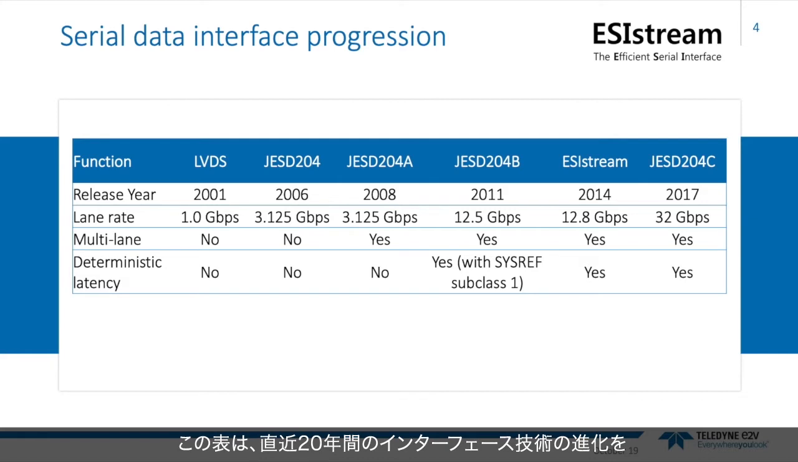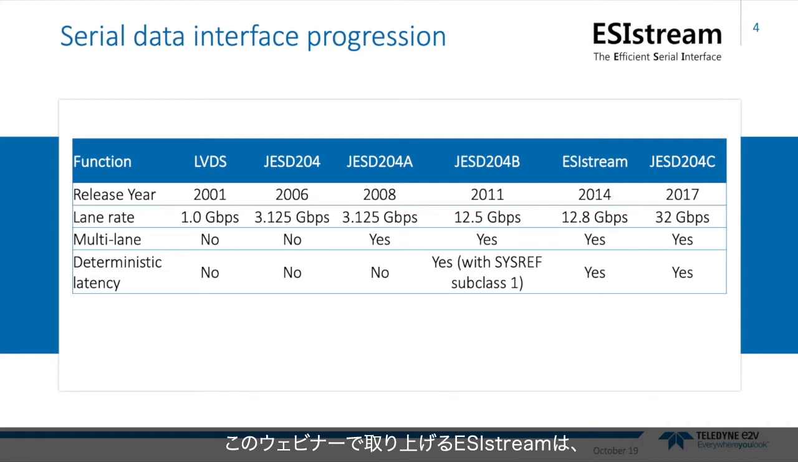This table shows nearly 2 decades of interface technology advancement as data rates try to keep pace with system demands. It starts on the left-hand side with a first-generation serial data technology, low voltage differential signaling or LVDS. This was the first step on a path away from the parallel interfaces used prior to serial. It then progresses into what is now 4 generations of JEDEC specification writing, all the way to its latest iteration, JESD204C, claiming support for up to 32 gigabits per second lane rates.